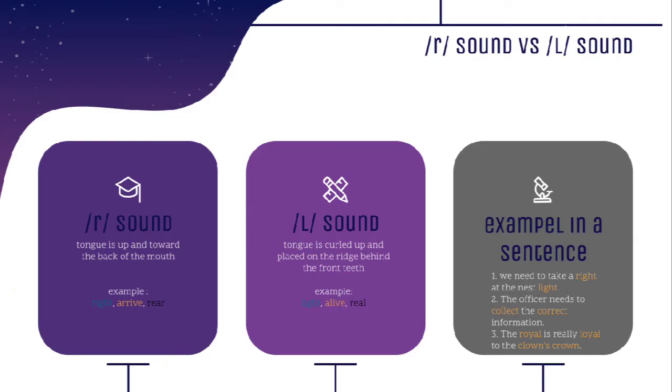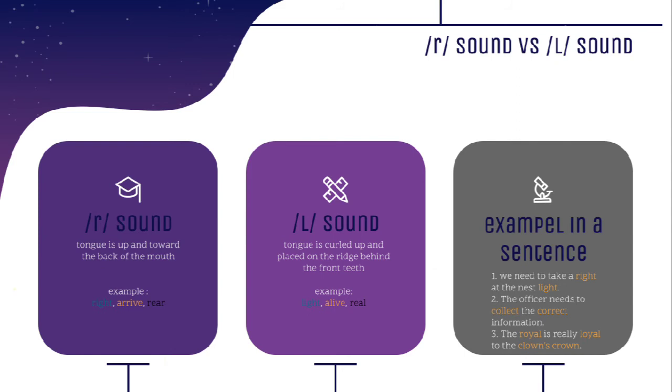Carry on. It is about R sound versus L sound, which are two consonants that are commonly confused in certain words. Here we will explain the different pronunciation between them and some examples for the sound. If you want to make R sound, your tongue is up but it's toward the back of the mouth. For L sound, the tongue is curled up and placed on the ridge behind the front teeth. So you should have the tip of your tongue touching that ridge. For example, right, light, rife, life, rear, real.